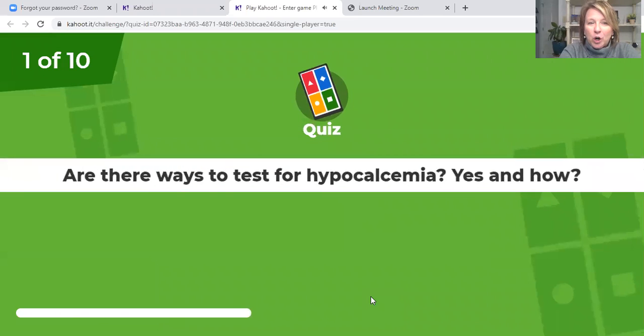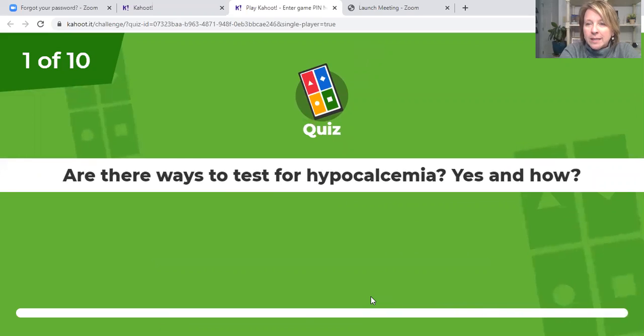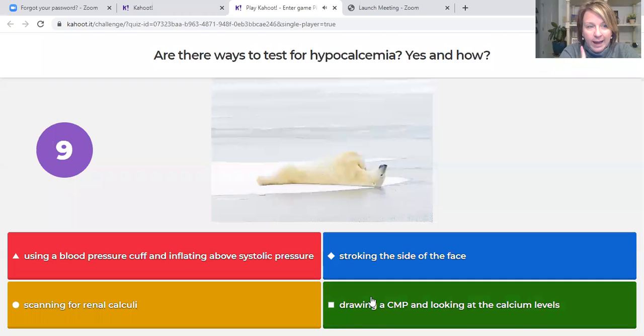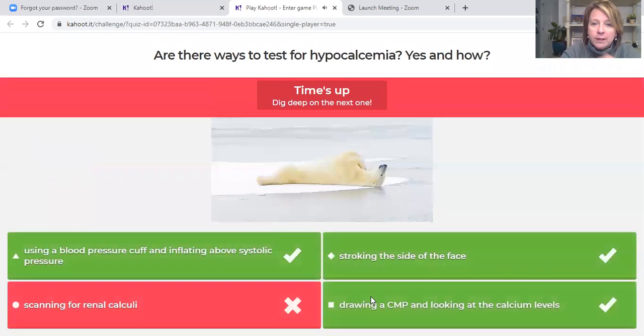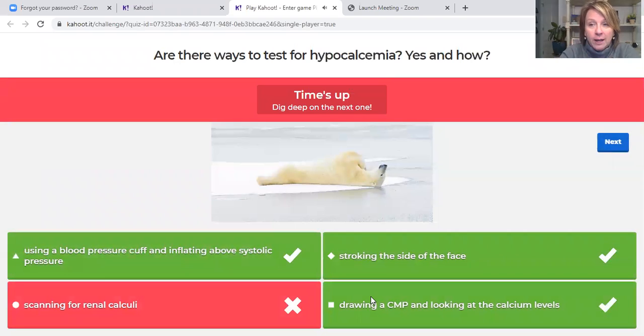Let's start. Number one, are there ways to test for hypocalcemia? Yes, there are, and how? We as nurses can use a blood pressure cuff and inflate it above their systolic blood pressure, and that's Trousseau sign, and that is what we do to see what they do. They'll do a little flinchy thing. You can stroke the side of the face, that's Chvostek sign, and that lets us know. And it's not only calcium, but it can be magnesium too, so just remember that. That's for the tremoring or the spasming of the muscles.